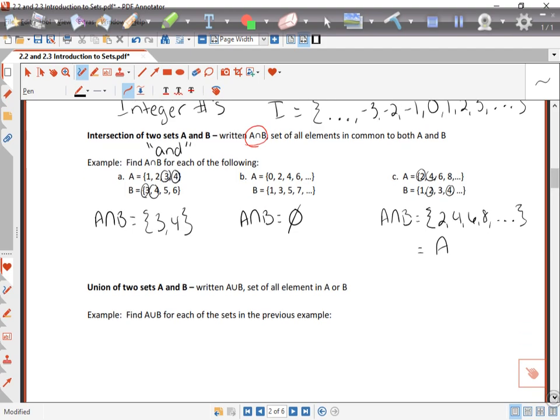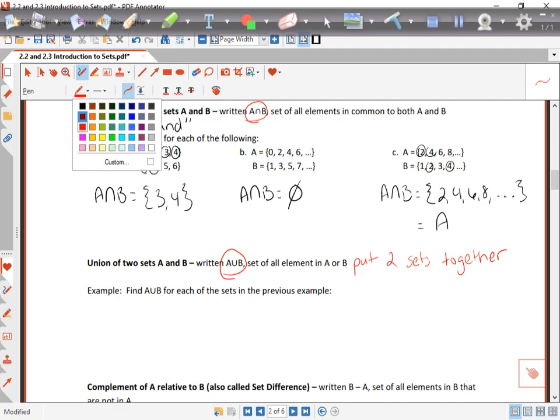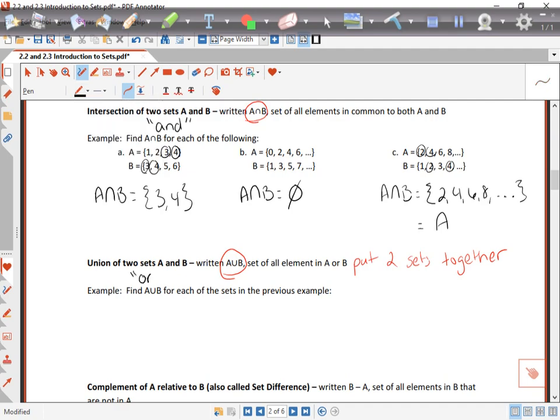Okay, the next one, the union of two sets. It kind of looks like a U. That's all the elements that are in either of them. So on this one, we're going to end up putting the two sets together. And the word that's commonly used here is the word or. Is it in A or B? Okay, so we're going to do the union of the problems that we were talking about up here.